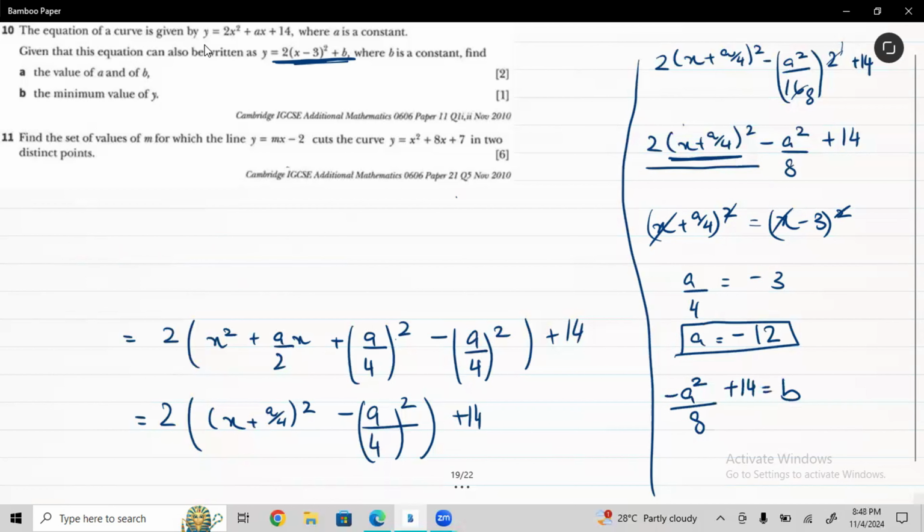We know the value of a, so it's going to be negative 12 multiplied by 12. Let me just find out the square of 12. 12 multiplied by 12 is equal to 144. So we say that negative 144 divided by 8 plus 14 is equal to b, which in return is equal to negative 18 plus 14, which is negative 4. And that's it. The answer for b is negative 4. So a is equal to negative 12 and b is equal to negative 4.